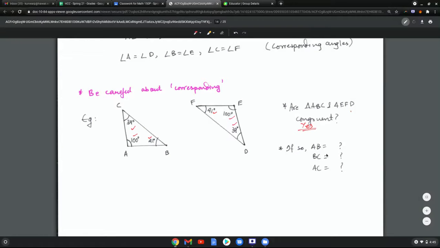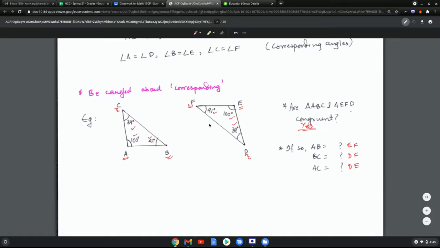And then AB would equal, now I have to be careful. A is corresponding to E, C is corresponding to D, and B is corresponding to F. So AB would equal EF, BC would equal DF, and AC would equal ED or DE. So it's important that you recognize which angles are corresponding.